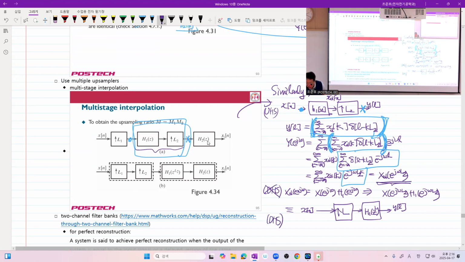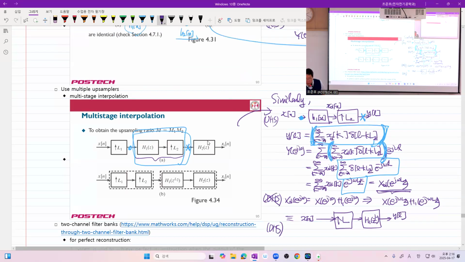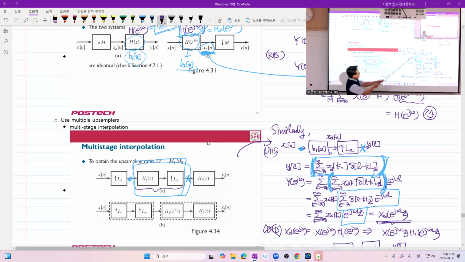So here, what is XD? XD is the signal here. And this signal is simply the convolution of X and H1. So its frequency response is simply the multiplication of the DTFT of X and the DTFT of H1. Now you put here omega equals omega L2. Then what happens?